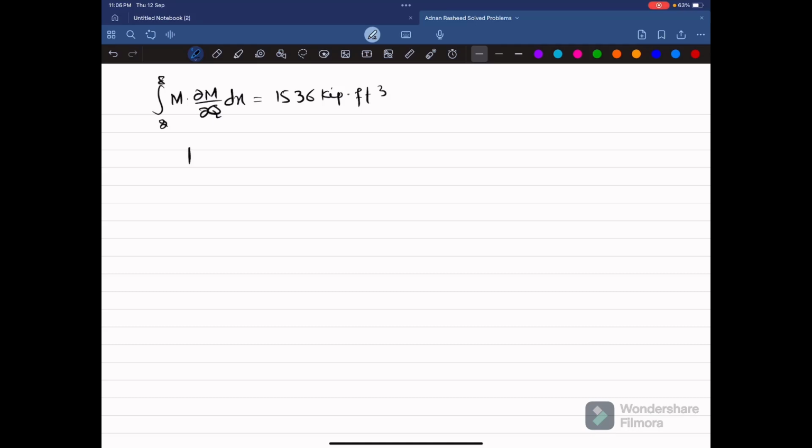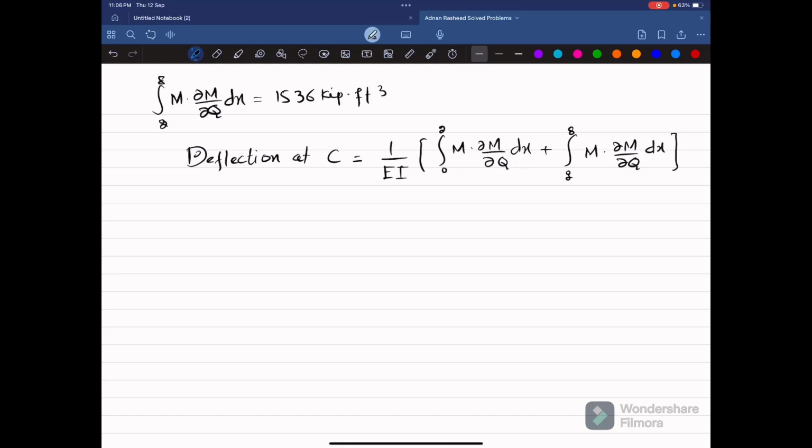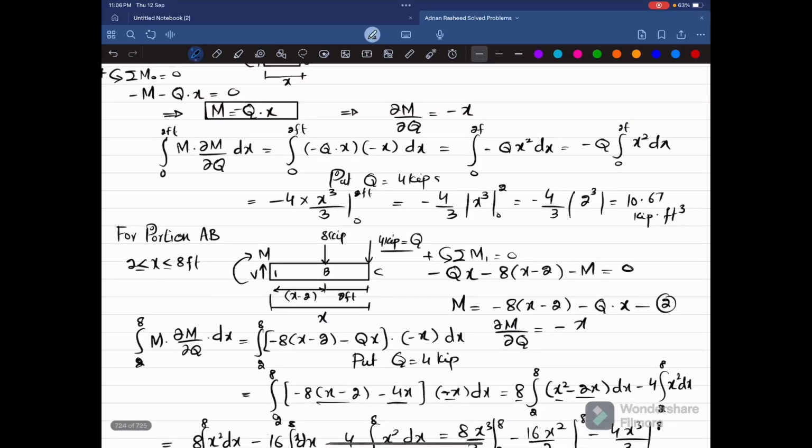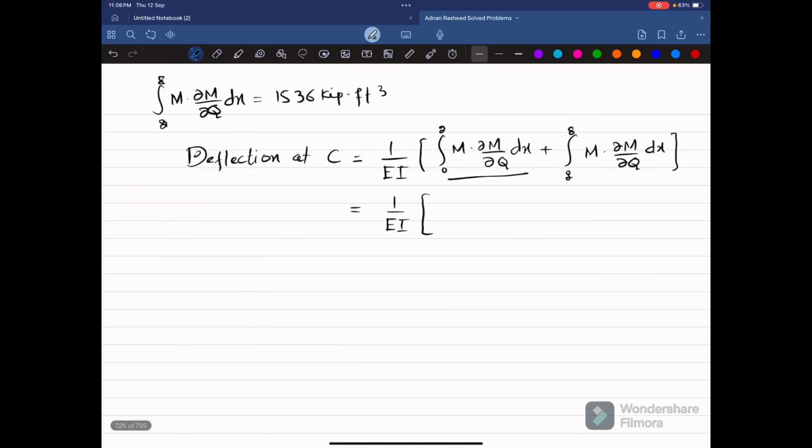Now what we do is that we will find deflection at point C. So deflection at C is equal to 1 over EI into the integral from 0 to 2 of m into partial m over partial q into dx plus the integral from 2 to 8 of m into partial m over partial q into dx. It will be the sum of both of these. So just put the value, 1 over EI, this term is equal to 10.67, plus this term which we have found out here, which is 1536. Clear? This is equal to deflection at point C.